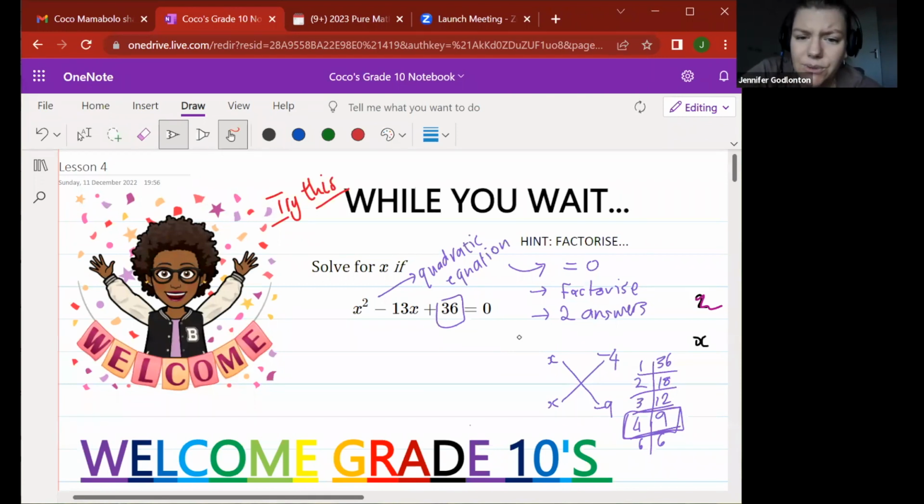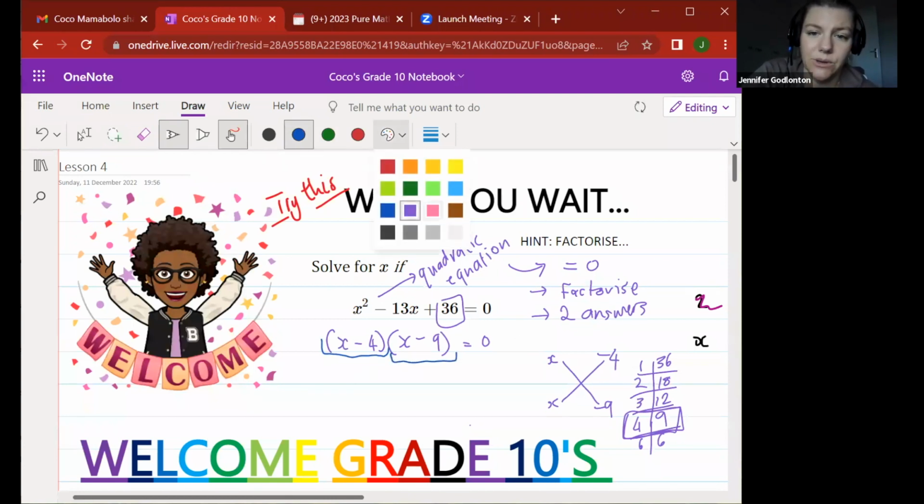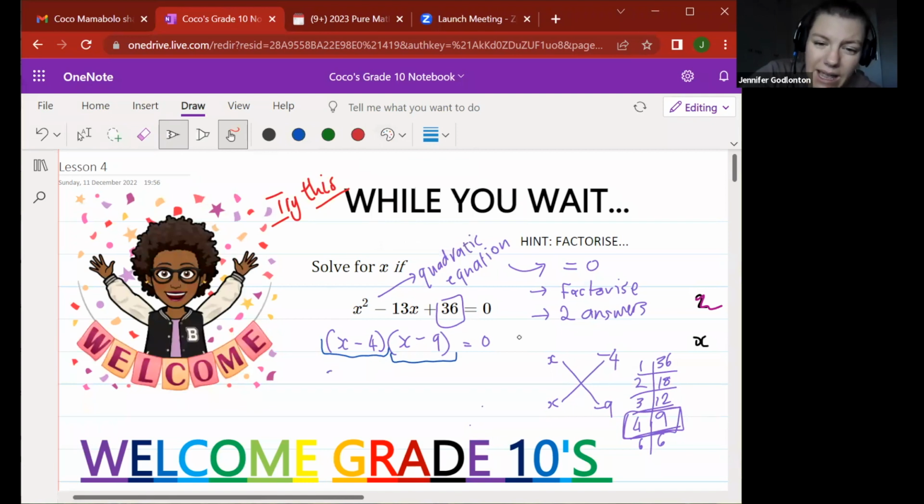All right. So we're just going to pop these in our brackets now. We're going to have x minus 4, and then in our second bracket, x minus 9, and that's going to be equal to 0. And then when we have a quadratic equation like that, we say this bracket is equal to 0 or that bracket is equal to 0. So we're going to say x minus 4 equals 0 or x minus 9 equals 0, which means x is equal to 4 or x is equal to 9. And that is our full answer for this question.